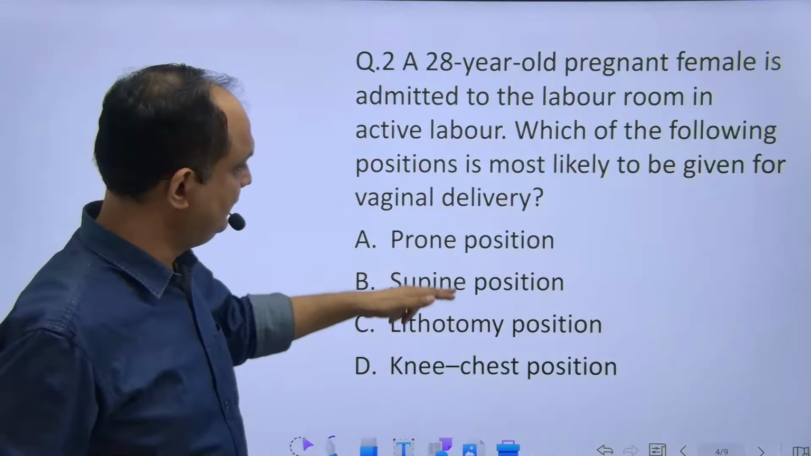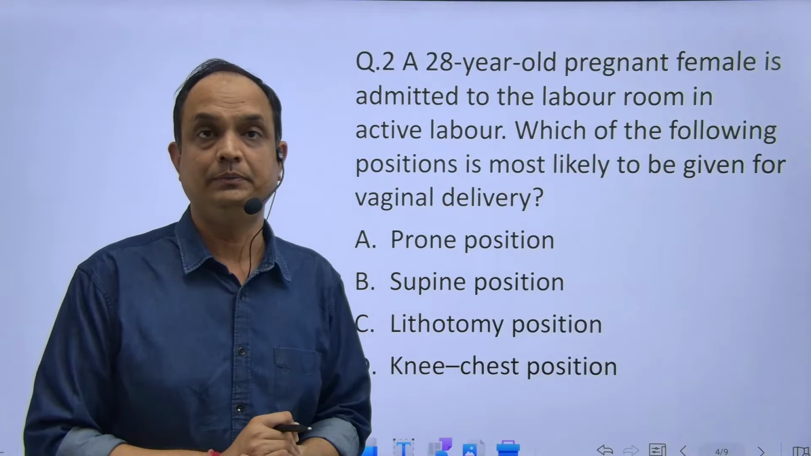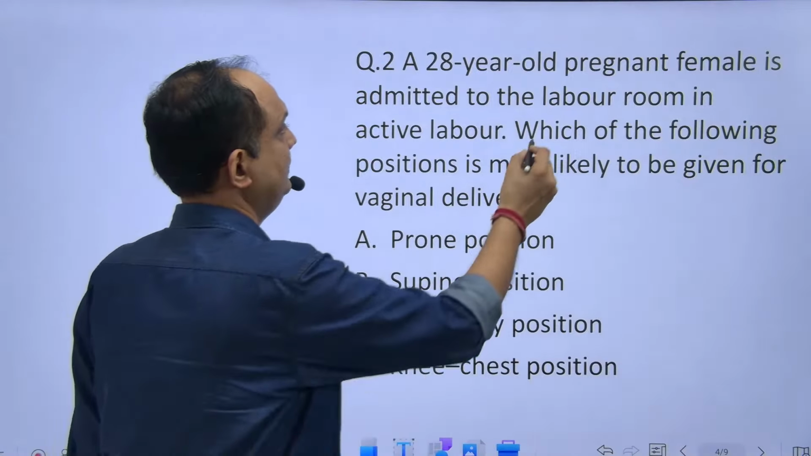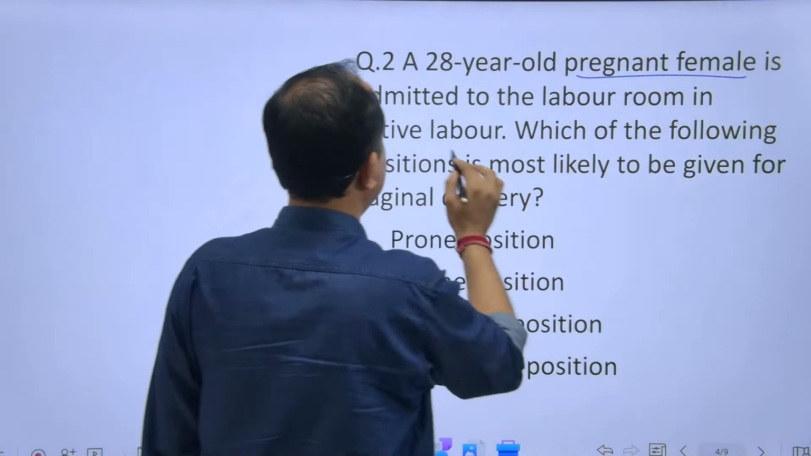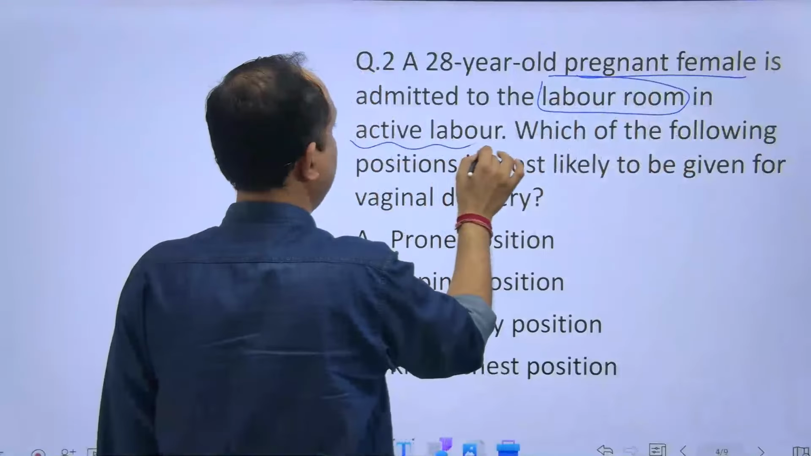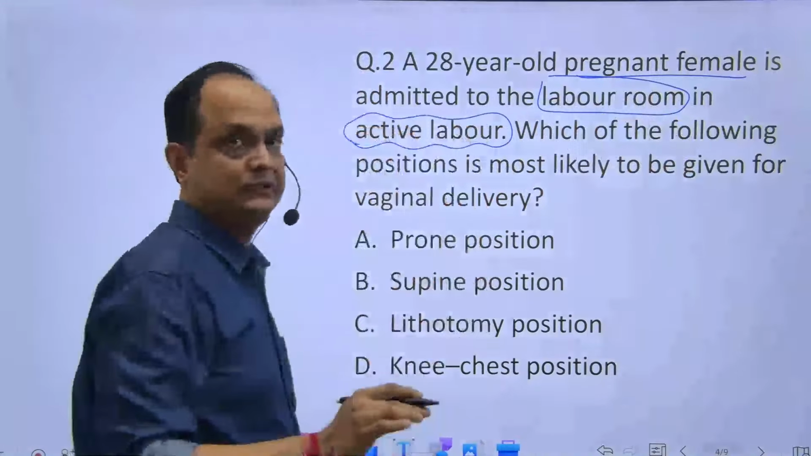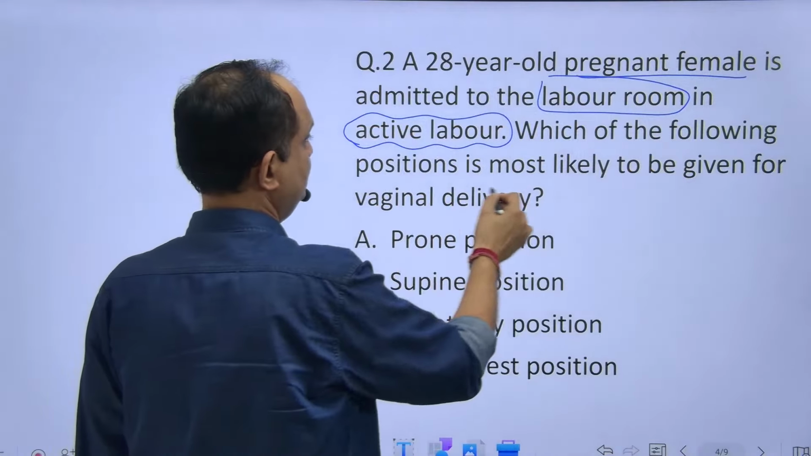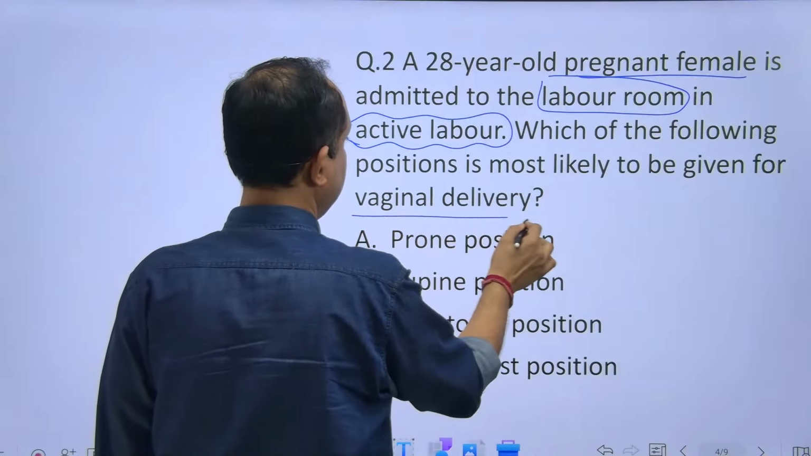Now if you go to the next question, again you will find four options related to positions. When you see the question, it is related to a pregnant female in the labor room with active labor. That means what is the next process? The mother is going to deliver a baby. Which of the following positions is most likely to be given for vaginal delivery?